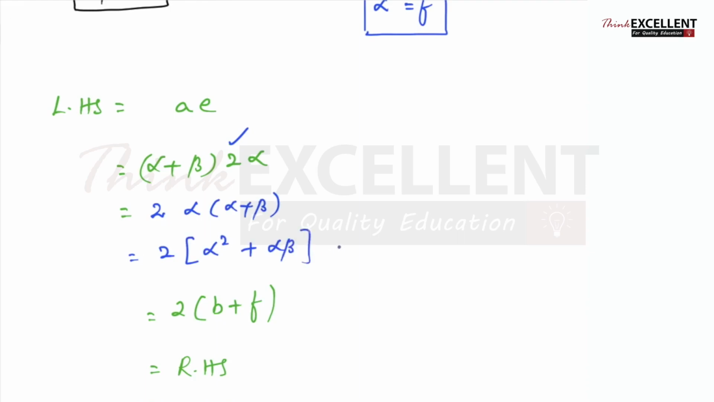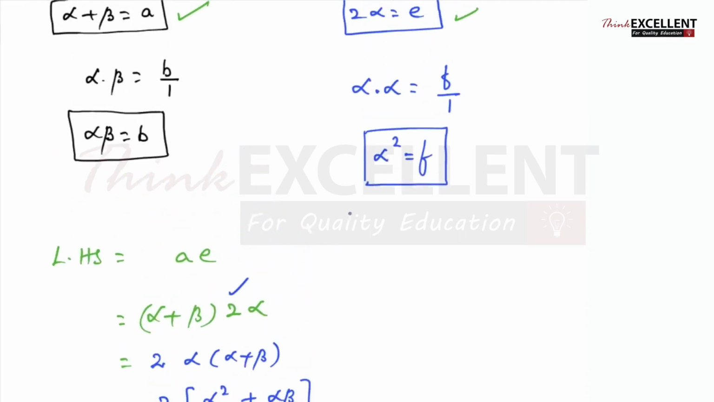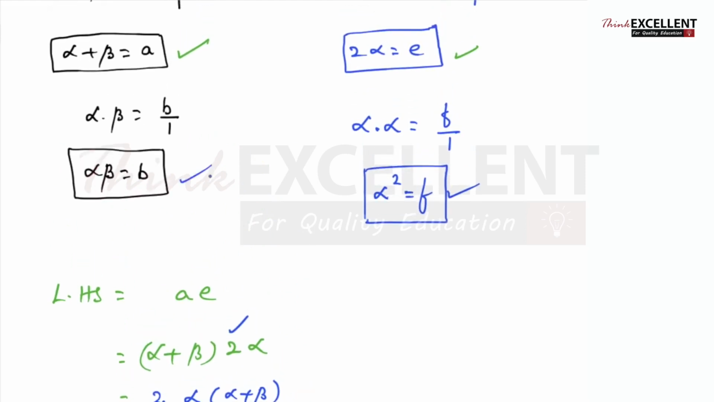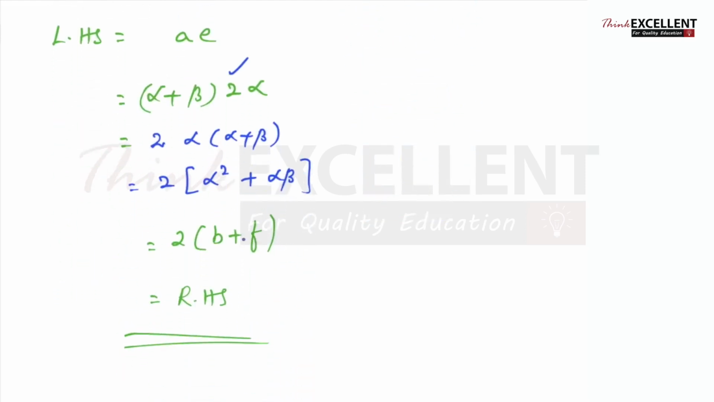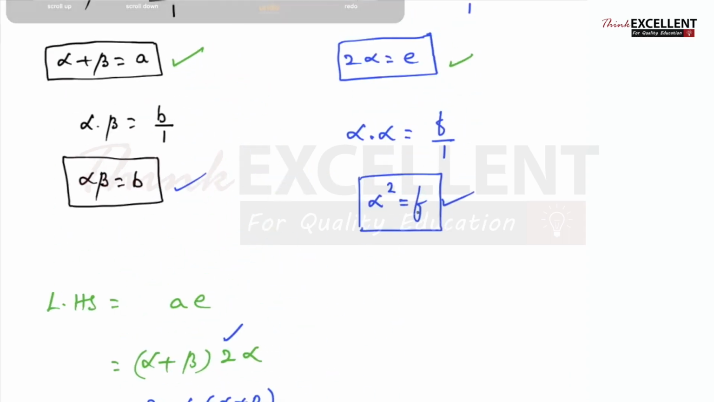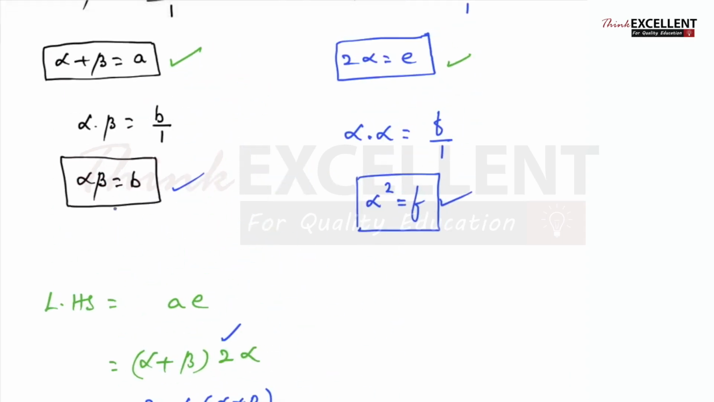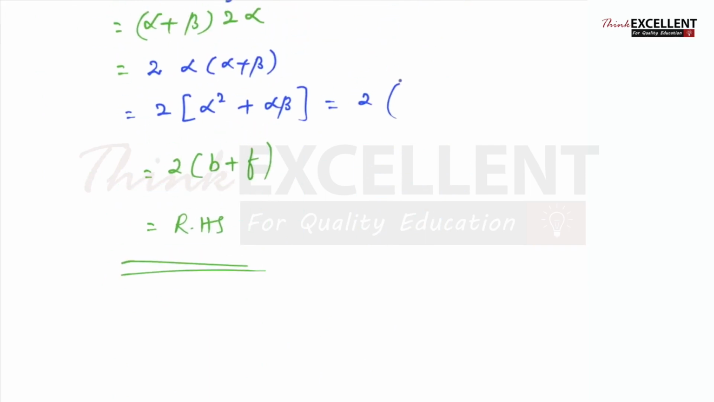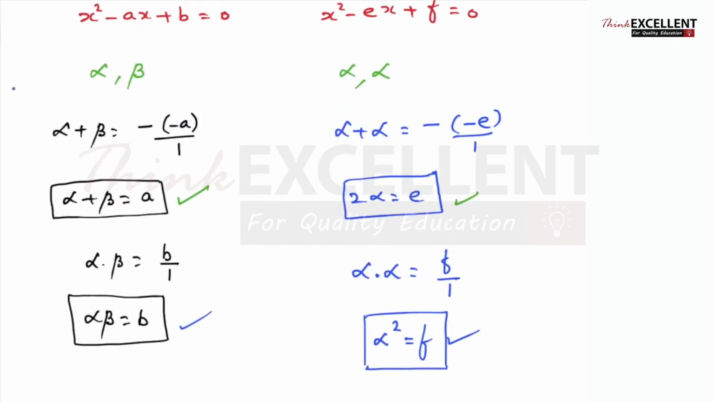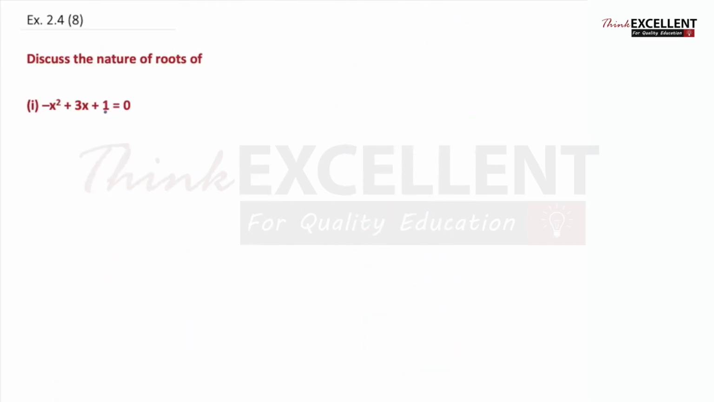You got the answer or not? Check it. 2 into alpha square. What is alpha square? F. Alpha beta is b. So f plus b. B plus f, you have written, right? Alpha square is f, alpha beta is b. F plus b, and that f plus b only we have written; everything is the same, right? So it's a very simple question. Now let's move on to the next question.